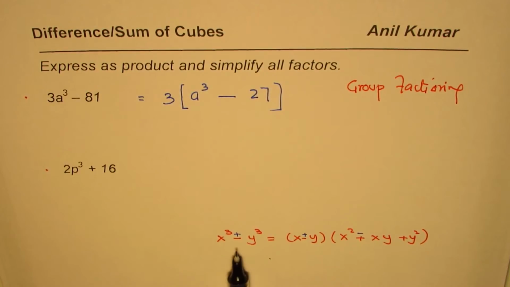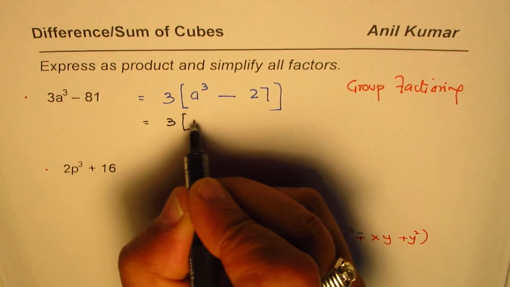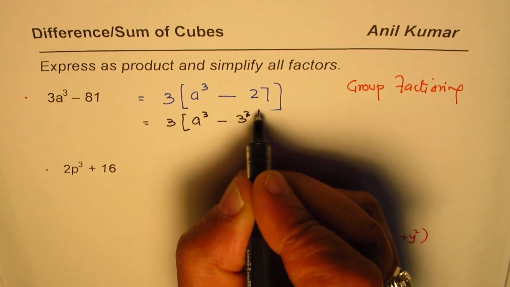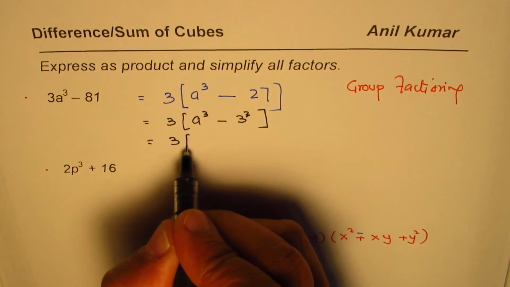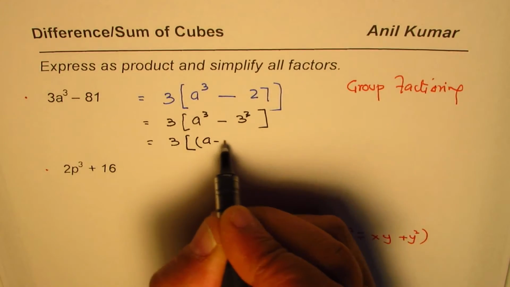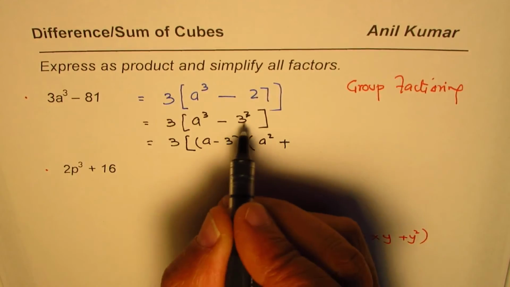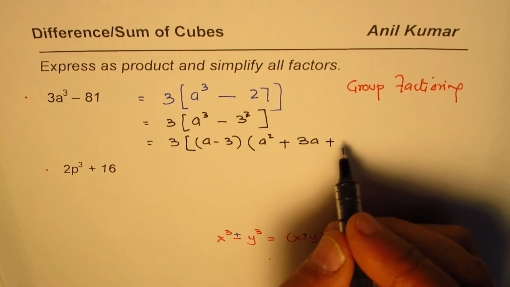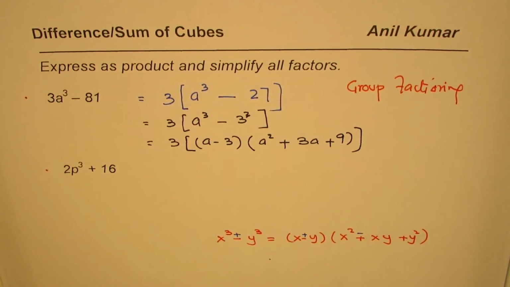And now we'll apply this formula and factor the cube part. Well, first let me rewrite this as 3 times a cube minus 3 cube. 27 is 3 cube, right? Now we can apply this formula and we can write this as a minus 3 times a square plus 3a plus 3 square. 3 square is 9. So let me write it directly. Okay, so that becomes the factored form.